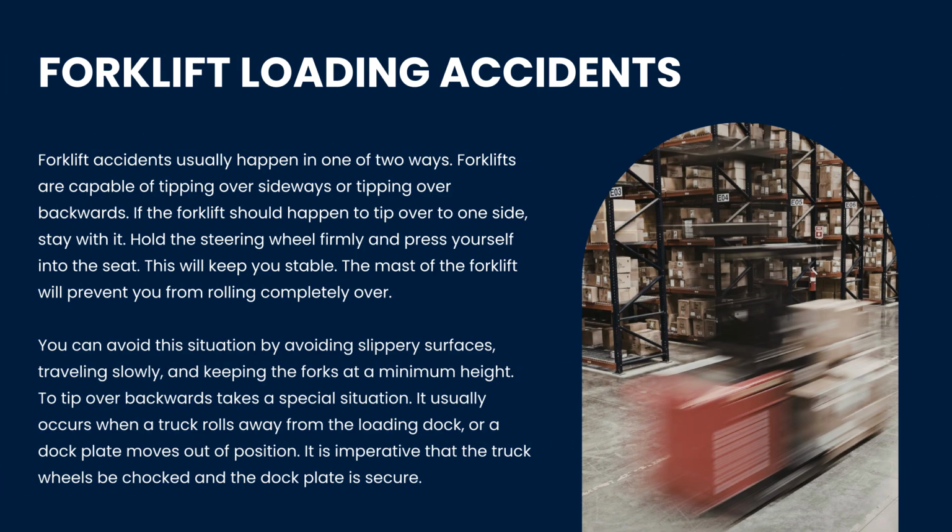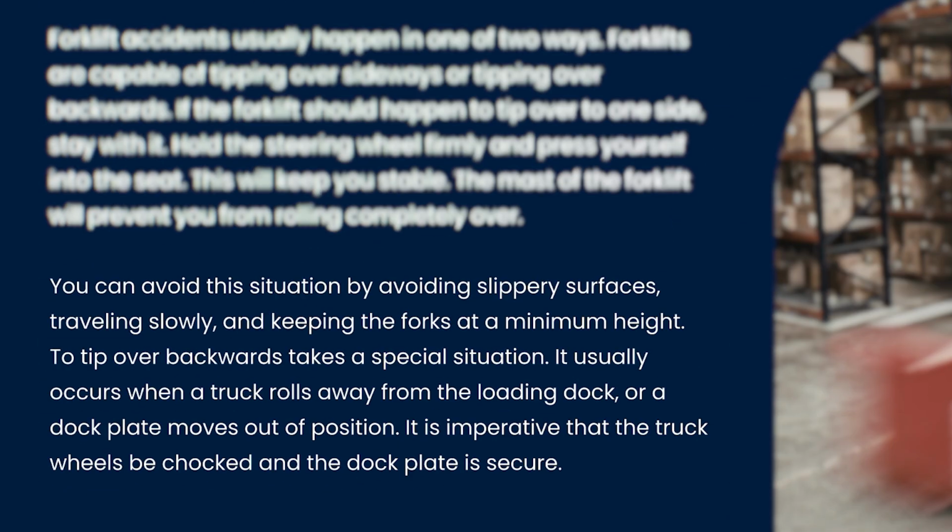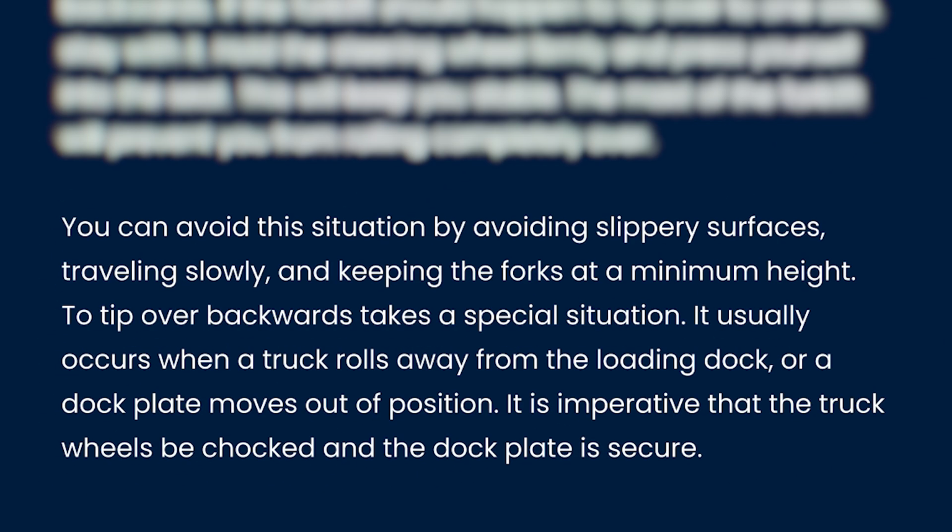Forklift accidents at loading areas usually happen in one of two ways. The truck tips sideways or tips backward. If a forklift tips to one side, the operator should stay in the seat, hold the steering wheel firmly, and brace into the seat. The mast will help prevent a complete rollover. Side tip-overs can often be avoided by staying off slippery surfaces, traveling slowly, and keeping the forks low. Backward tip-overs usually happen when a truck rolls away from the dock or a dock plate moves out of place, which is why wheel chocks and secure dock plates are so important.